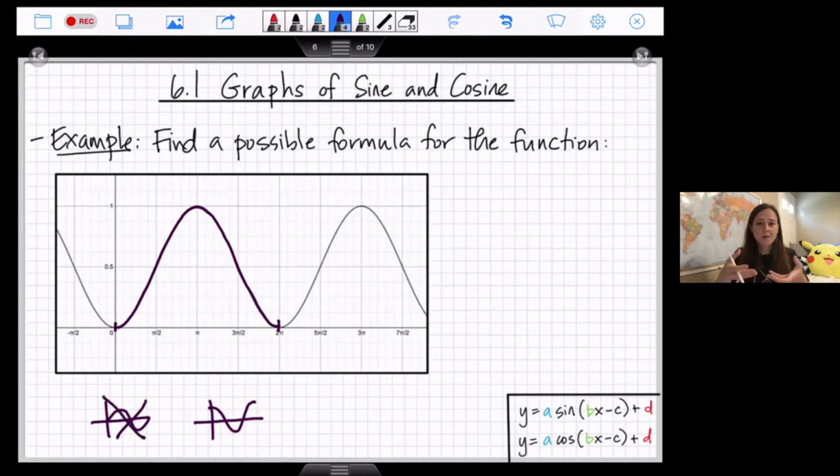What it looks like is a cosine that's been flipped upside down, all right? So a negative cosine graph. So that's how we're going to work this one. This is going to be a negative cosine. All right, let's focus on all those transformations that we know.